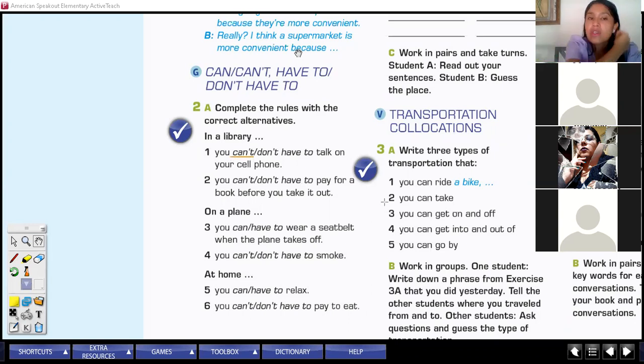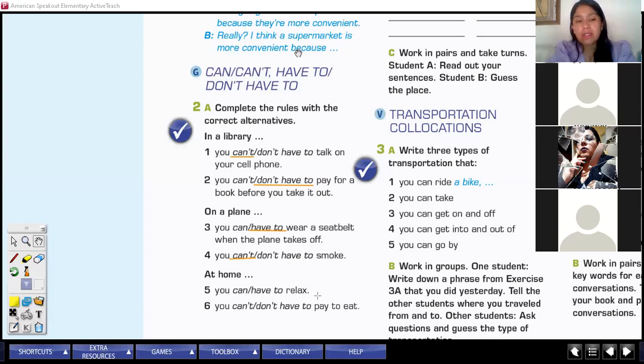Number 2, you can't pay for a book before you take it out, or you don't have to pay for a book before you take it out. You don't have to, very good. On a plane, you can wear a seatbelt when the plane takes off, or you have to wear a seatbelt when the plane takes off. You have to, very good. Desgraciadamente, pero sí. Next one, you can't smoke or you don't have to smoke. You can't, very good.